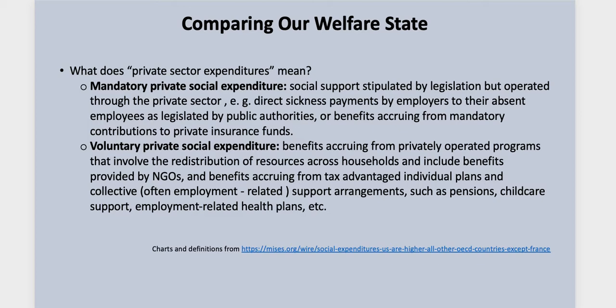Voluntary social expenditure includes programs such as pensions and child care support and employment related health plans. So, if you have an employer-based health insurance program, your employer's contribution to your health insurance, which is usually pretty substantial and more than the employee's contribution, is considered a social welfare expenditure.